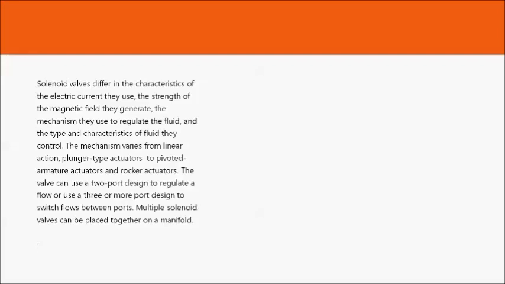Okay, the magnetic field they generate, as I said before, the mechanism they use to regulate the fluid and the type and characteristic of fluid they control. Then this mechanism varies from what? Linear action, there are too many types: plunger type actuator, pivoted armature actuator, then rocker actuator. Then the valve can use a two-port design to regulate a flow or use three or more port design to switch flow between ports.